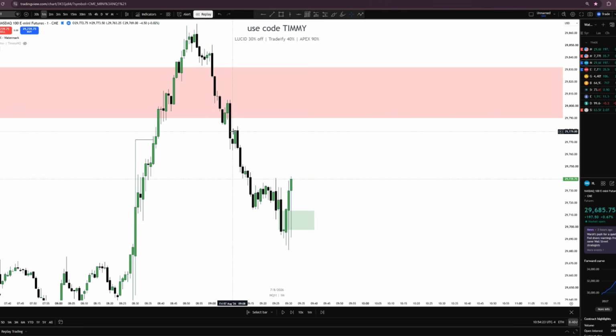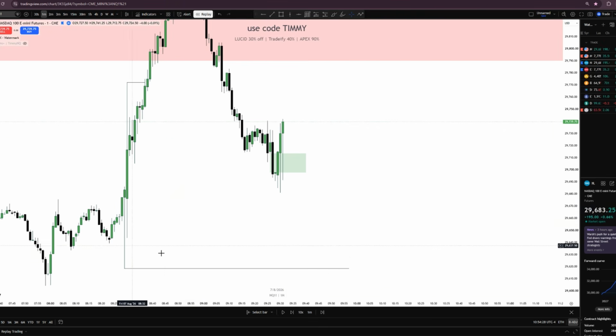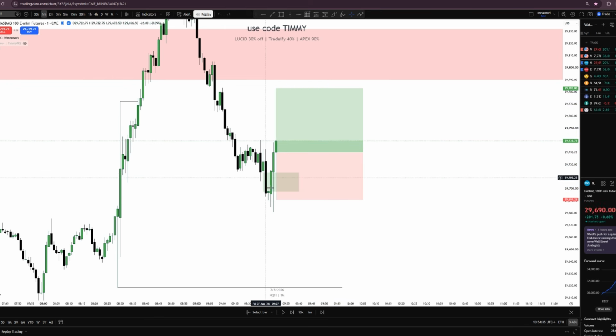But we could set for this high here or this high here. Odds are we'll sweep that, get the reaction, and then go run the data low. So I ended up taking a long here after this IFEG.